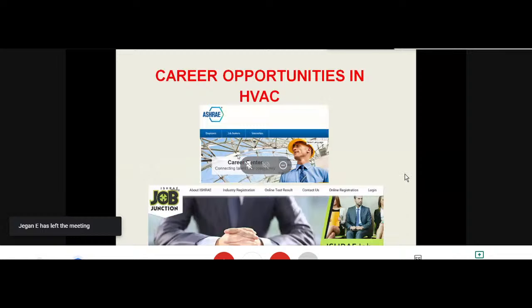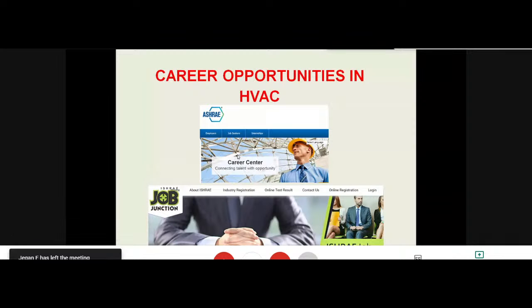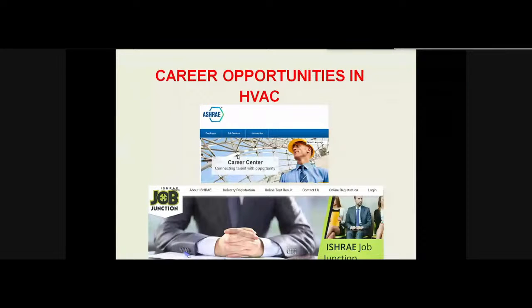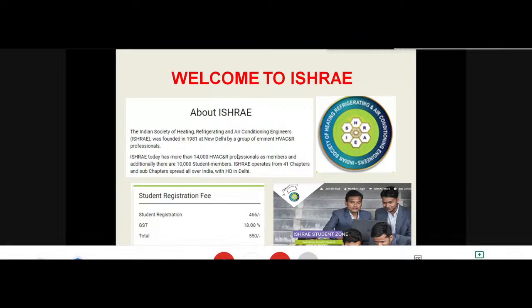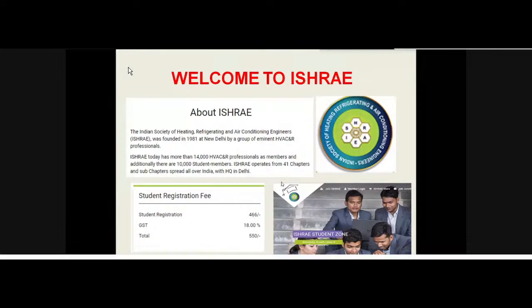ASHRAE, and in India it is ISHRAE, Indian Society of Heating, Refrigeration and Air Conditioning Engineers. You can see in their portal they publish a job junction. These websites publish job openings. So how is the future of the HVAC industry? Before that, ISHRAE membership for students has a very optimum fee, and people can become a member so that you will get the industry updates from ISHRAE.